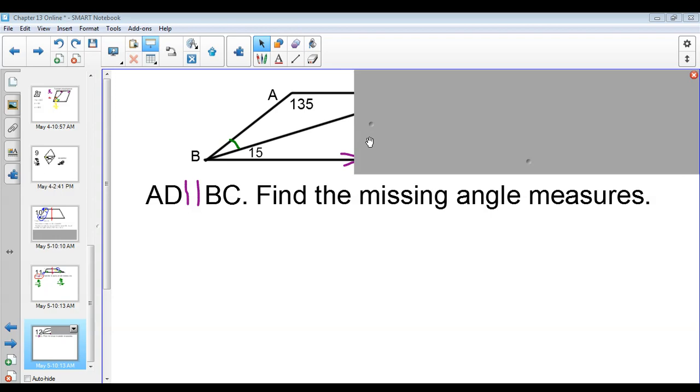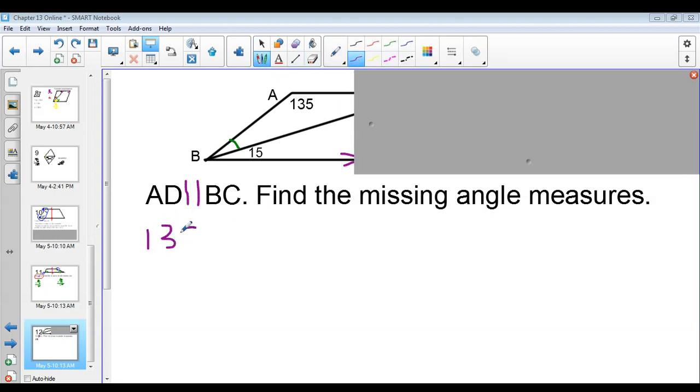And over here, I see that I have angle A measures 135 degrees. Angle B, part of it measures 15 degrees, and another part of it is missing. Well, what I can do is think about how I have 3 parts here rather than 2 parts to get my whole of 180 degrees on this side of my trapezoid. So I have part plus part plus part equals 180.